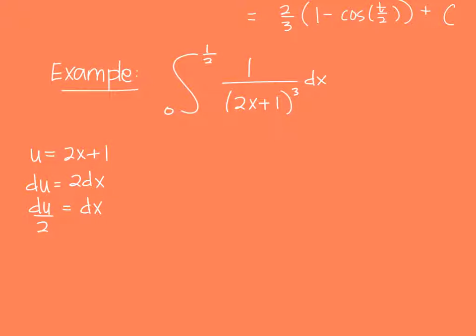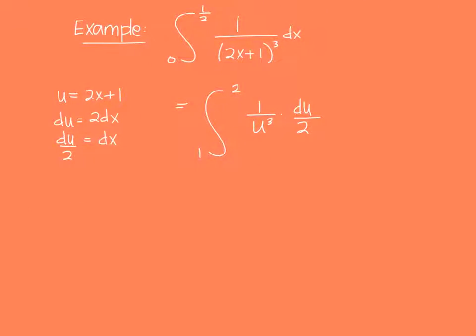So using 2x plus 1 as your conversion, you'll convert your bounds. And so the new bounds will not be 0 to 1/2, but if I use 2x plus 1 to convert, what will the new bound be? 1. Okay, if I put 0 in, I get 1. Then if I put 1/2 at the top, I'm now going to get 2. And so then I'm looking at 1 over u cubed, and then the differential on that is du over 2. So I'm going to pull the 1/2 out to the front.